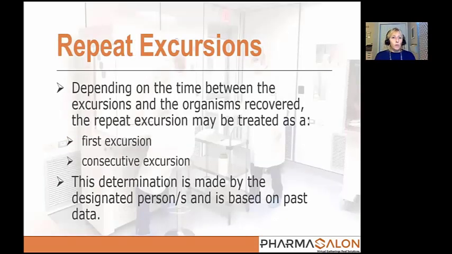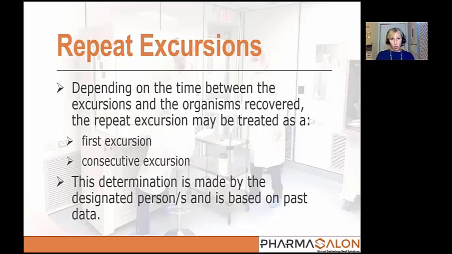Now, I want to make sure that we talk a little bit here, though, about these repeat excursions. And this is something that you would have to determine the actions that you want to take. So depending on the length of time between the excursion and the organism recovered, you might decide that you're going to treat this as a first-time excursion or a consecutive excursion. So as I mentioned, a repeat would be something like it exceeded in June and you didn't exceed again until October. Do you want to treat that as a brand new first-time excursion?